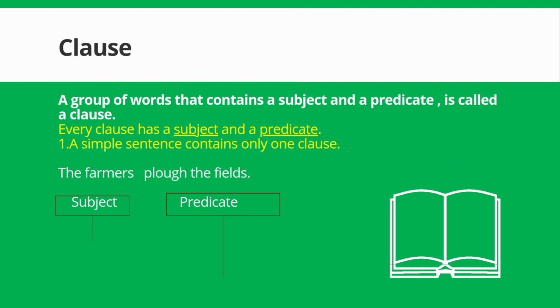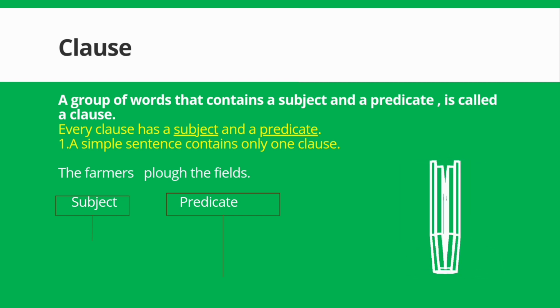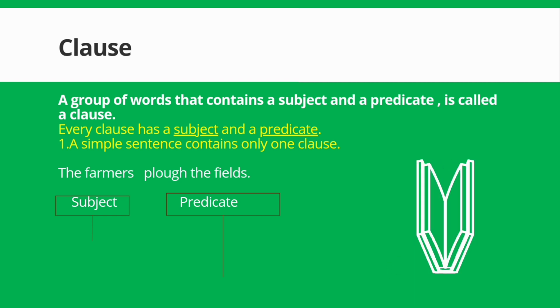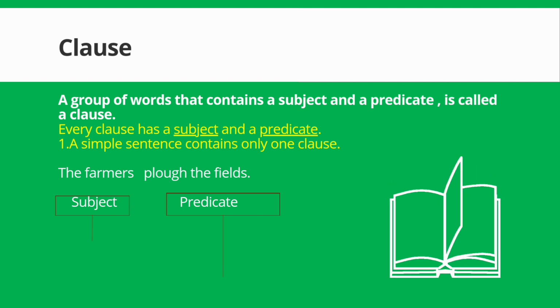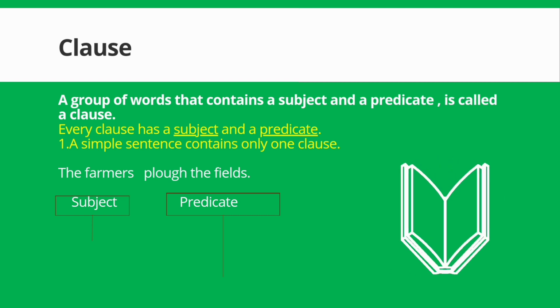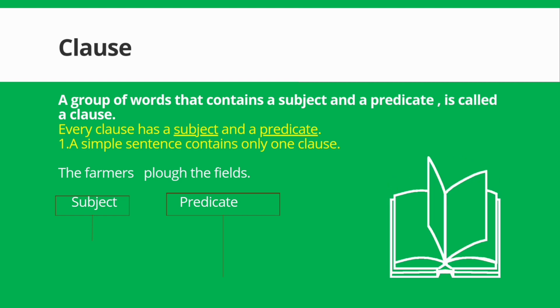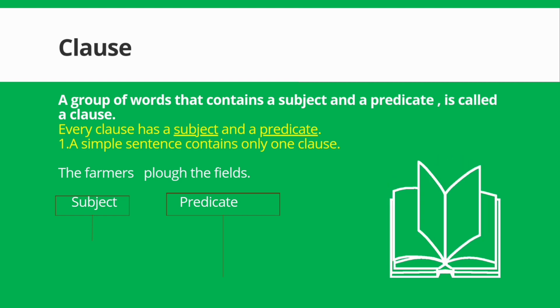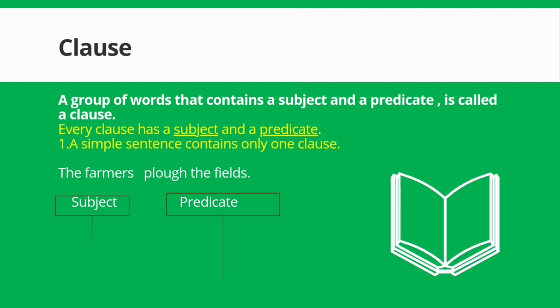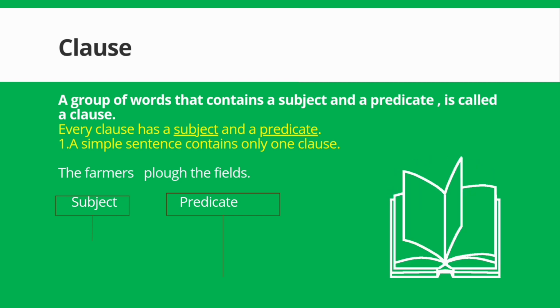Clause इसके opposite होती है. Clause भी phrase की तरह group of words होता है, but it contains a subject, means doer of action या जिसके बारे में कुछ कहा जा रहा है, and a predicate, means verb plus object. A group of words that contains a subject and a predicate is called a clause. Every clause has a subject and predicate.